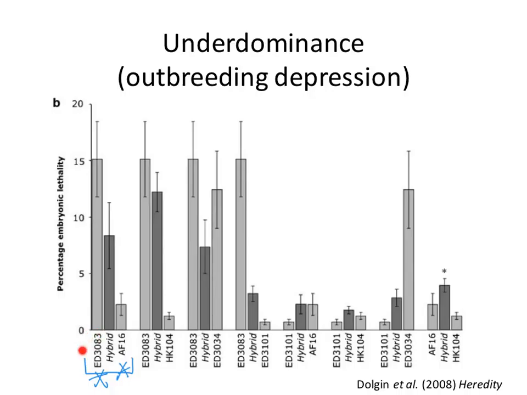So you'll see, naturally, in this one strain, ED3083, by itself, about 15% of their embryos don't hatch. So that's normal for this strain.